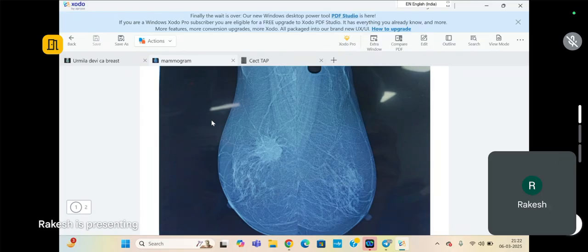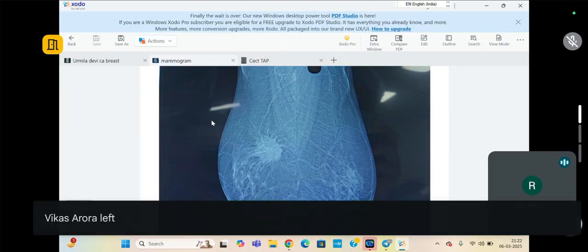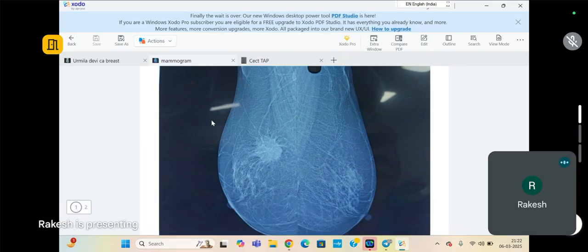Yes, ma'am. So any difference between what you do in less than 40 years and more than 40 years of age? So in less than 40 years, generally the young age patients have dense breast, so we prefer ultrasonography. After 40 years, we generally prefer sonomammography or mammography.